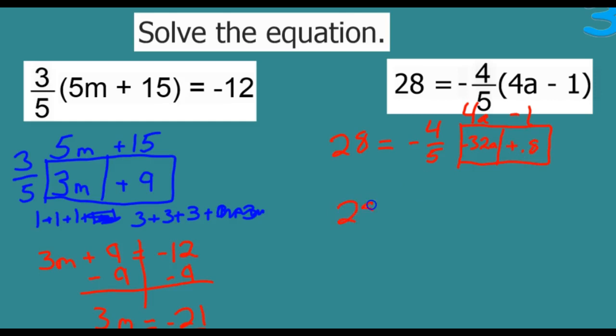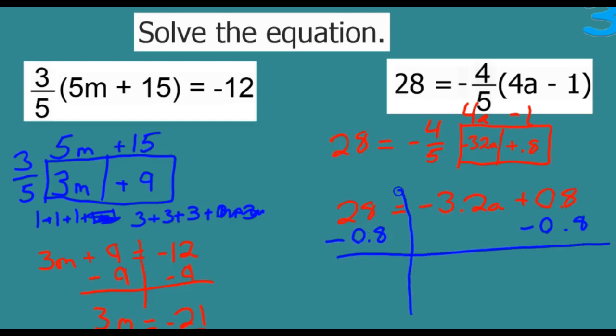So then I get 28 equals negative 3.2a plus 0.8. Since I have a plus 0.8, the opposite of that is going to be minus. If I subtract 0.8 from both sides, 28 minus 0.8 gives me 27.2 equals negative 3.2a.